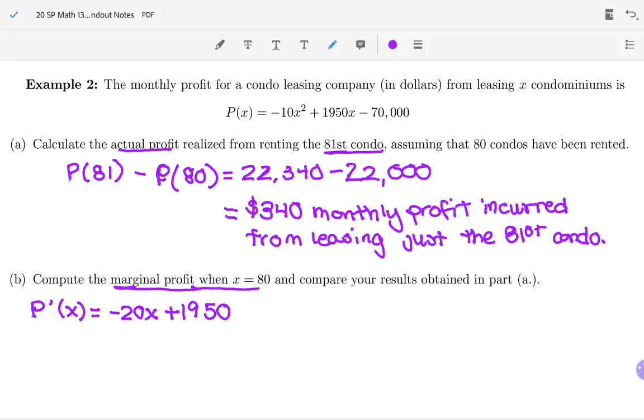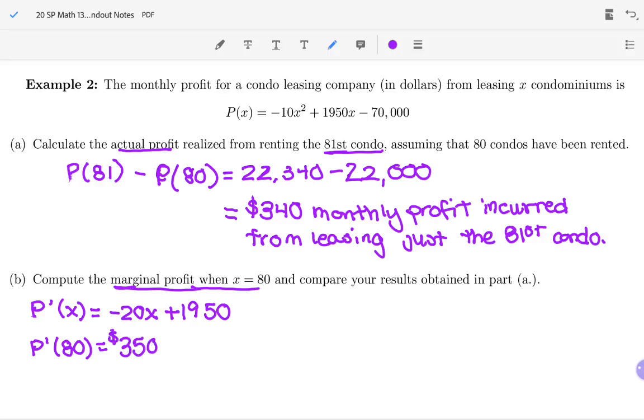I'm going to show that, and then I'm going to show what I get when I plug in 80, because that's going to estimate the 81st condo's profit. So this is our shortcut way. Just take the derivative, plug in any number you want, and it estimates the next unit. So I'm going to plug into this function here, negative 20 times 80 plus 1950. So much easier to plug in this function once than to plug into this longer function twice. And when you plug in, you get $350.